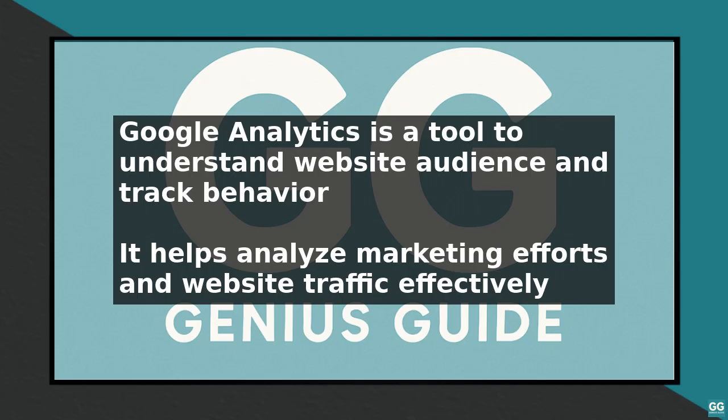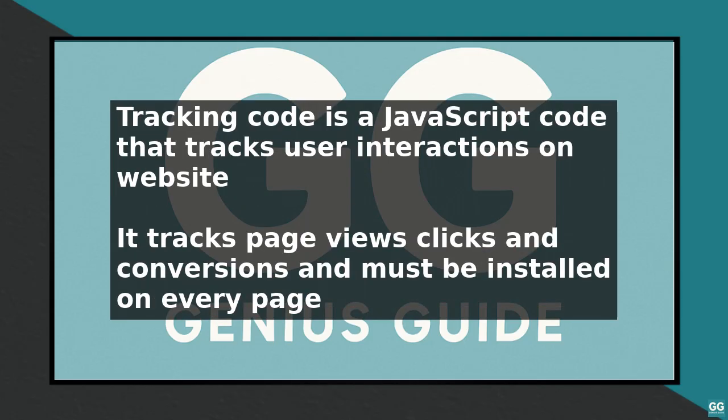The tracking code is a small piece of JavaScript code that tracks user interactions on your website, such as page views, clicks, and conversions. To install the tracking code, you will need to copy and paste it into the header section of your website's HTML code. This code should be installed on every page of your website to ensure accurate tracking.